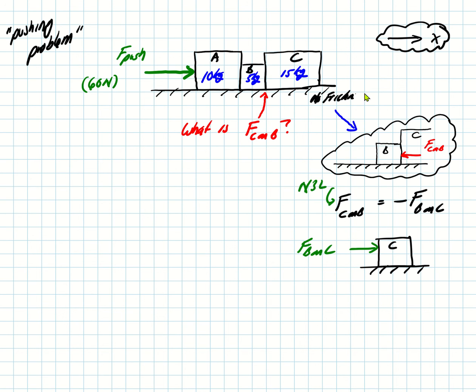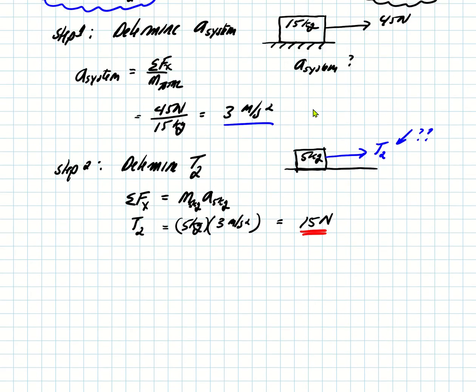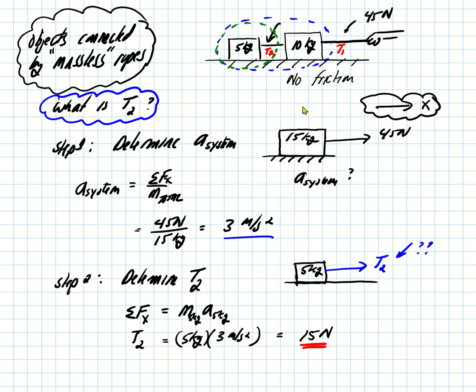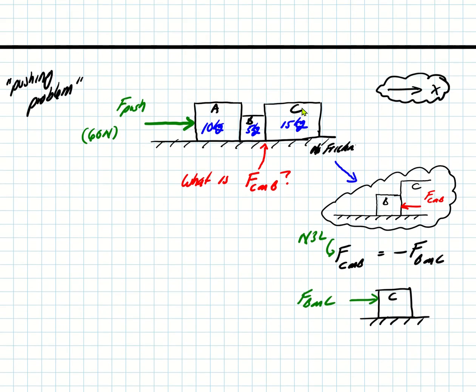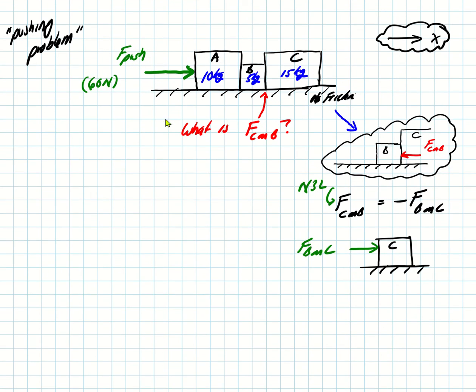Okay, so really what we want to figure out is how hard box B has to push on box C to make it accelerate, given that all three boxes are essentially being accelerated by this push to the left. It's the same exact process that we used here. Okay, step one, determine the acceleration of our system of boxes.